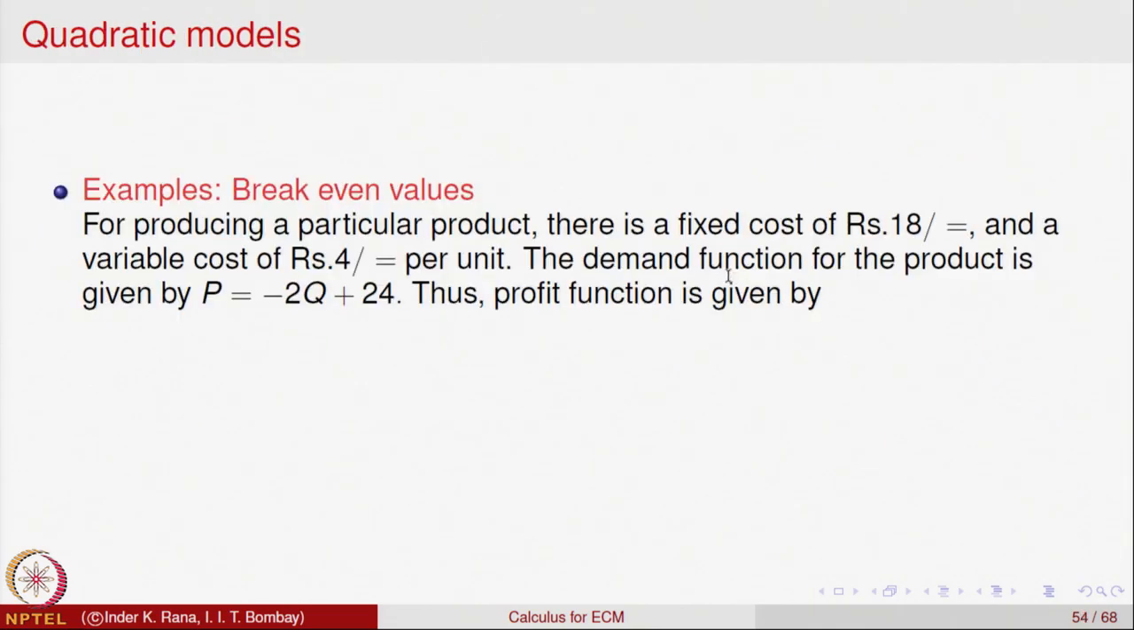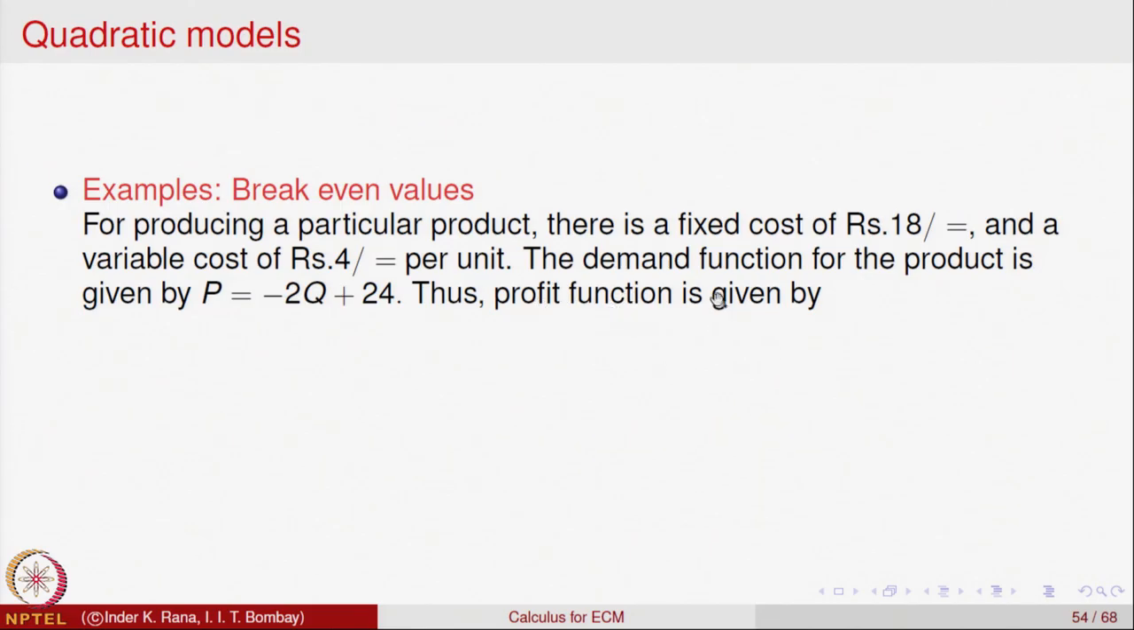So, let us see how these quadratic equations appear and what do they indicate in our study of economic models in economics. So, let us look at an example. In the production of a particular product, there is a fixed cost, namely 18 rupees, maybe the rental or electricity or such things. So, in producing a particular product, there is a fixed cost, whether something is produced or not, that much amount is spent, and the variable cost is rupees 4 per unit, right.